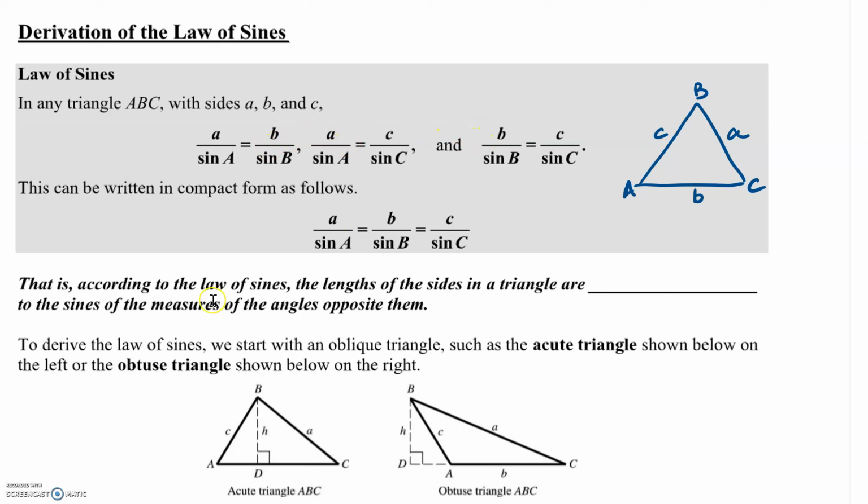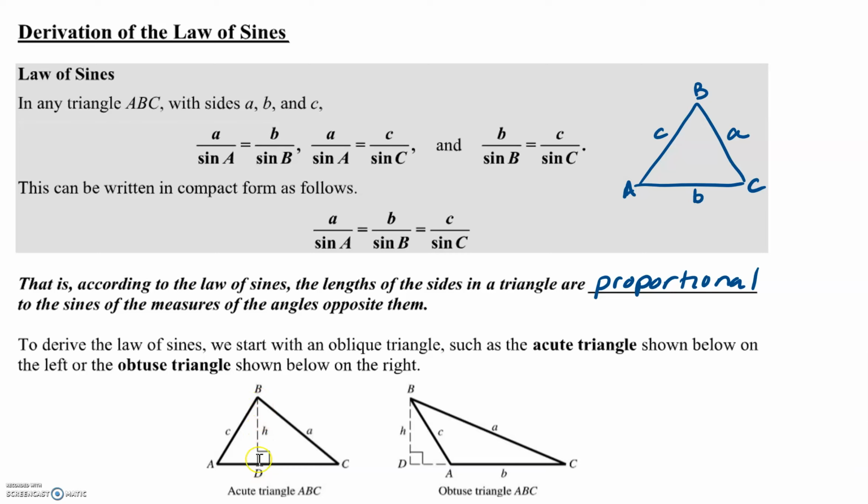That is, according to the law of sines, the length of the sides in a triangle are proportional to the sines of the measures of the angles opposite them. To derive this, we are going to start with an oblique triangle. It can be an acute or an obtuse triangle. That is, again, not 90 degrees. But we're going to create a 90-degree angle by looking at the height here.